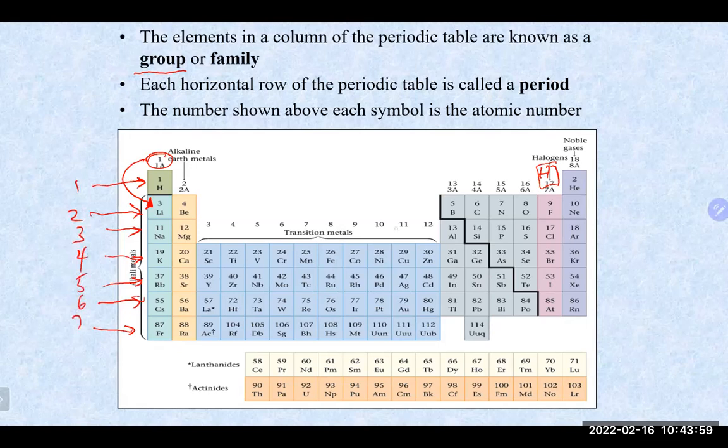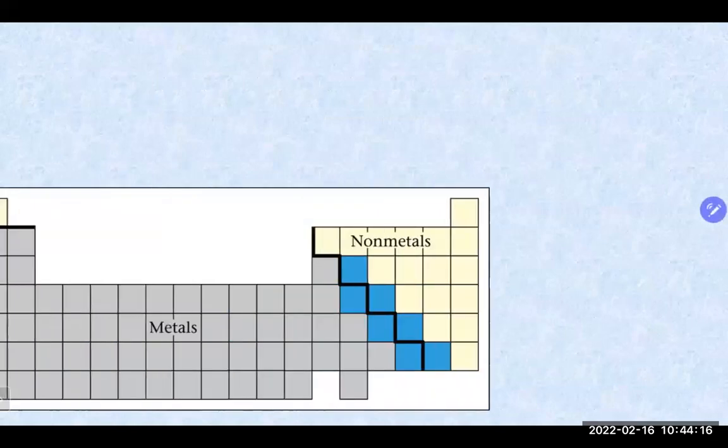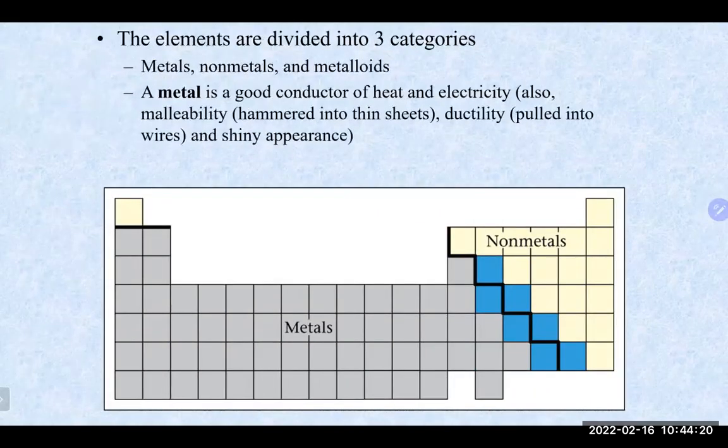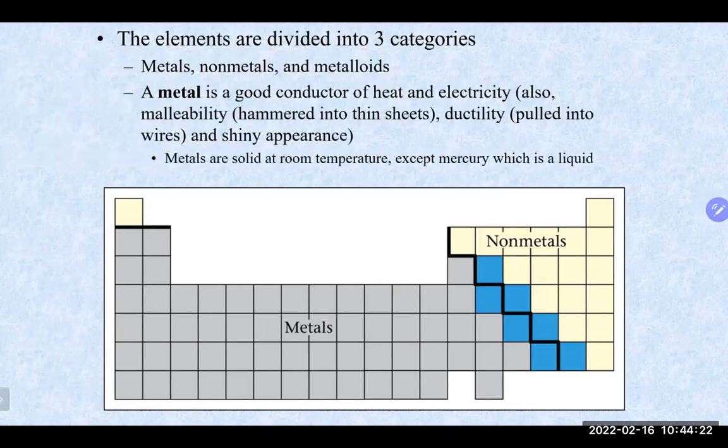Now, as we also talked about, the atomic number obviously is the number of protons, and that is what we can find on the periodic table. Now, when we look at the periodic table, it is really broken up into 3 main categories, and those are metals, nonmetals, and metalloids. And metalloids are also sometimes called semi-metals.